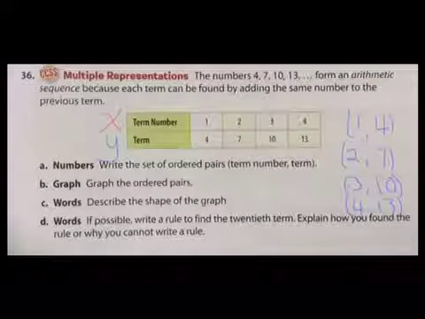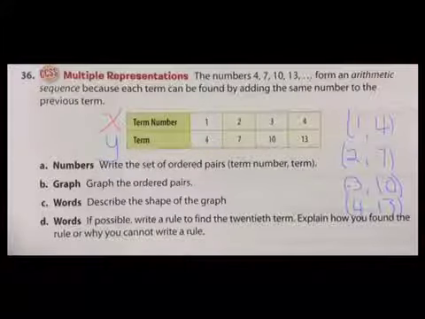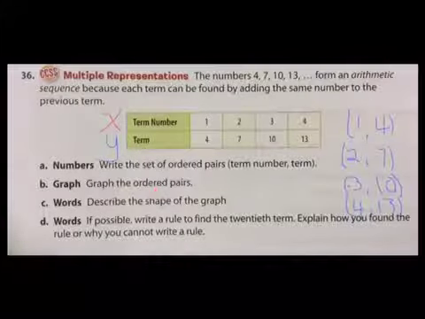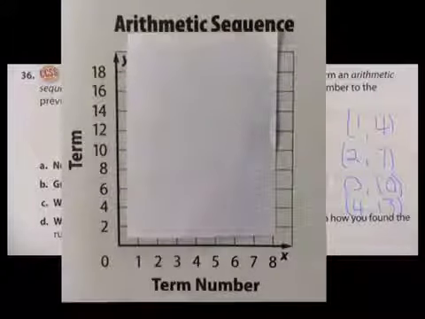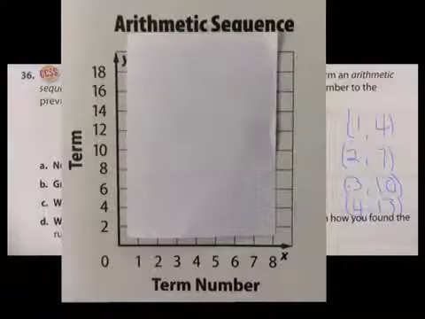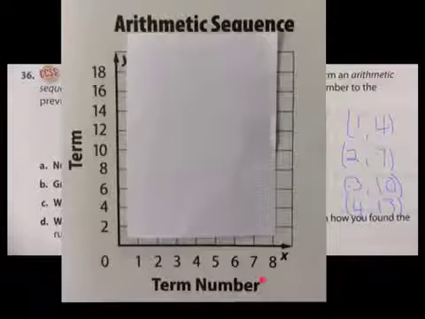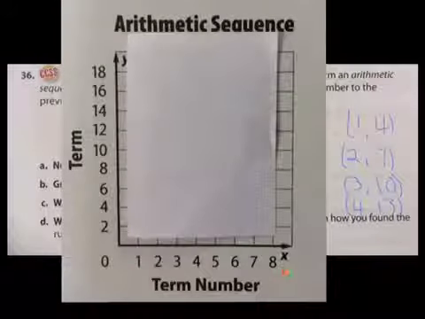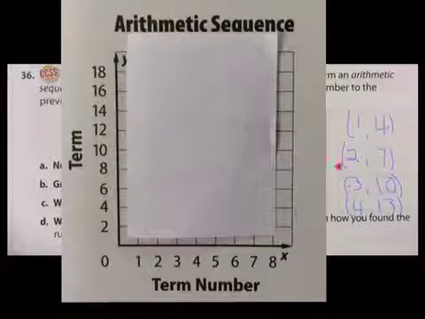Graph the ordered pairs. Okay, so now we want to graph these. Okay? When you draw your graph, it should look something like this. Always start with the title, arithmetic sequence. As I mentioned, the term number will be your domain, and your term will be your range. Okay? Here are your ordered pairs, so go ahead and graph it.